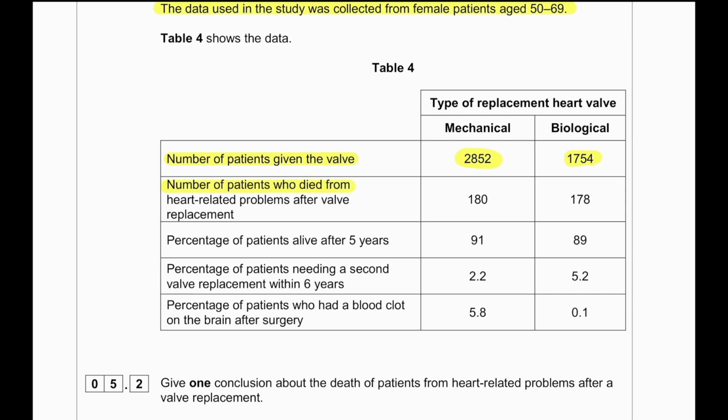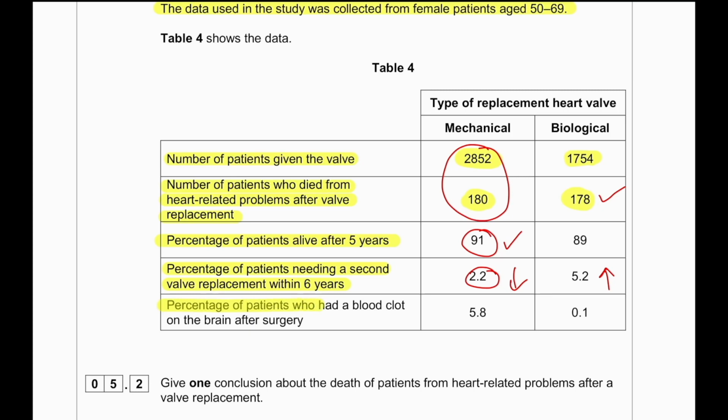Number of patients who died from heart-related problems after the replacement. In the case for mechanical, it's 180 and biological 178. So we can already see that the biological valve related deaths are higher in comparison to the number of transplants. Percentage of patients alive after 5 years: in mechanical, the percentage is higher than that of biological. Percentage of patients needing a second valve replacement within 6 years: in mechanical, it is lower. However, with biological, it is higher.